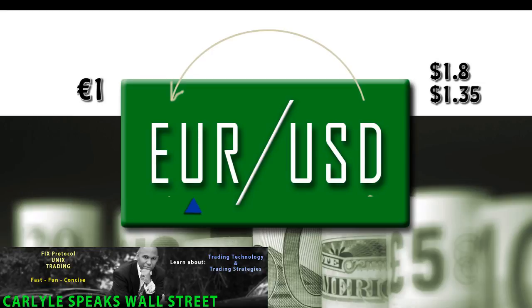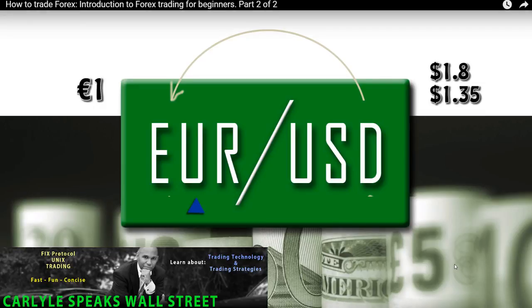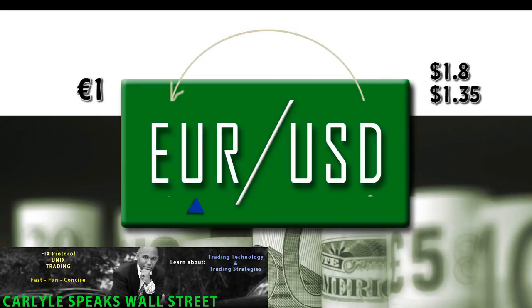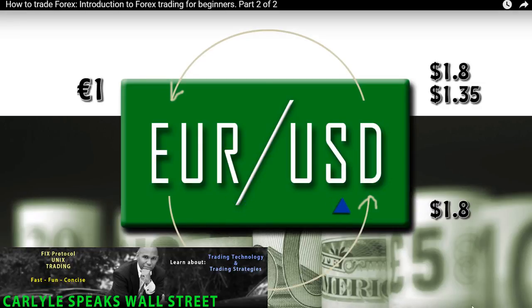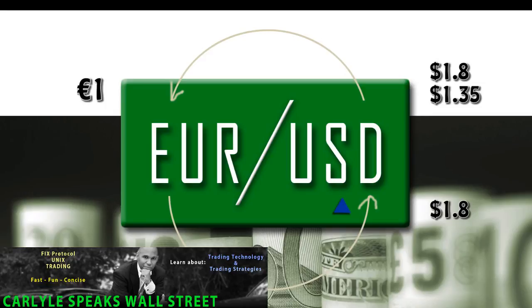So remember, you spent $1.35 US dollars to get 1 euro. Now the amount of euros you have will never change. You only got 1 euro, it's always going to be that, but the value of the euro against the US dollar, that will change. So if the price goes up to 1.8, that means that when I exchange my euros back to US dollars, I'm now going to end up with 1.8 US dollars.